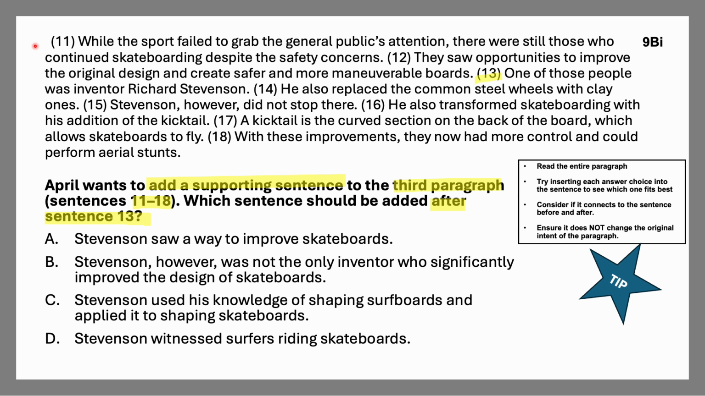Okay, let's take a look. I want you to hit pause, answer the question, and then come back and see if you're correct. All right, let's see what the answer is. It is C. Stevenson used his knowledge of shaping surfboards and applied it to shaping skateboards. If we look at sentence 13, it just has him. Here we go. One of those people was inventor Richard Stevenson. Stevenson used his knowledge of shaping surfboards and applied it to shaping skateboards. He also replaced. See, it fits.